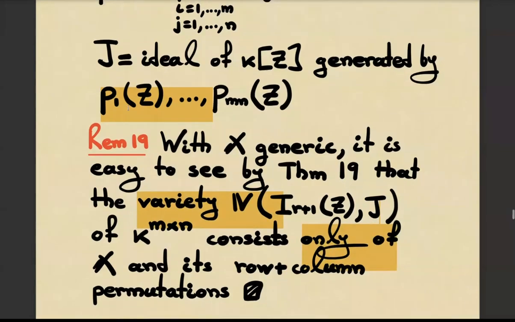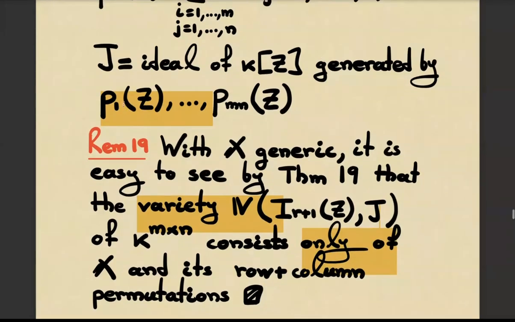I should have said, I take the power sums, I evaluate them, and I should take the difference P1(Z) minus P1(X), and so on up to P_{m times n}(Z) minus P_{m times n}(X). In other words, those should be hats.